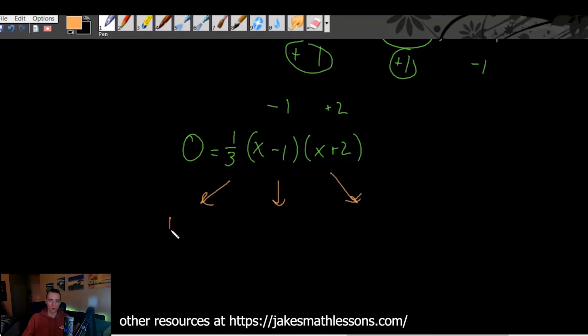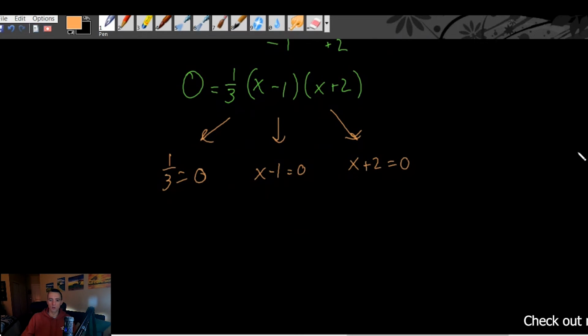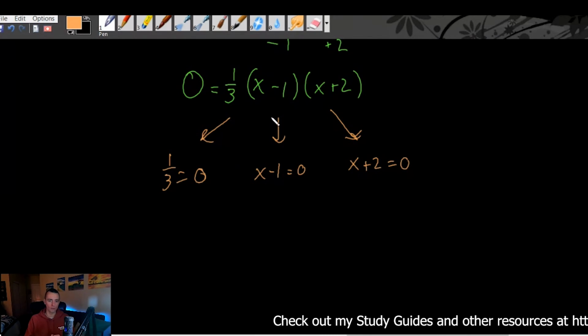So we would have 1/3 equals 0, which I know doesn't make any sense. Don't worry, I'll come back to that in just a sec. x minus 1 equals 0, and x plus 2 equals 0. So again, any x value that is a solution to any of these three equations will be a zero of our original function.